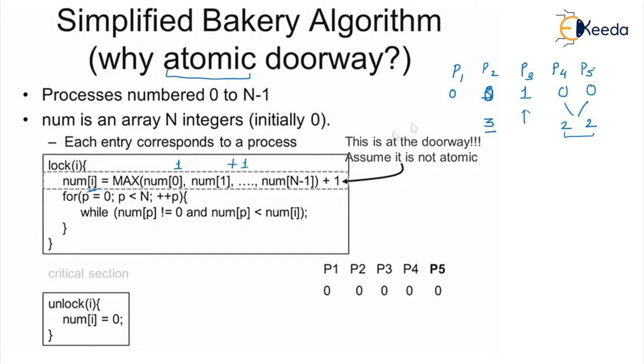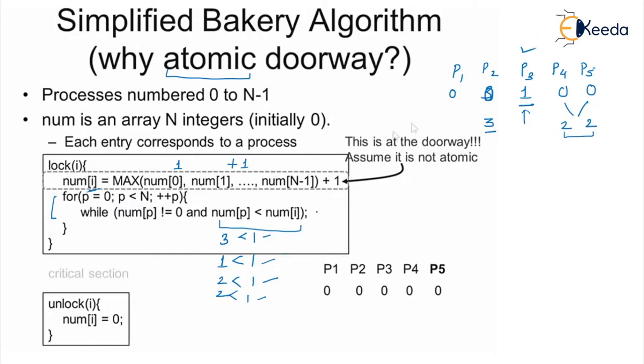Now, because two processes are assigned the same value 2, when they check this entire algorithm, P3 will definitely enter, because for it this statement will always be false. Num of P is 3, 1, 2, 2, and num of I, the process I value, is 1, 1, 1 and 1. So 3 less than 1 false, 1 less than 1 false, 2 less than 1 false, 2 less than 1 false. So this entire thing will allow P3 to enter with the lowest token number.